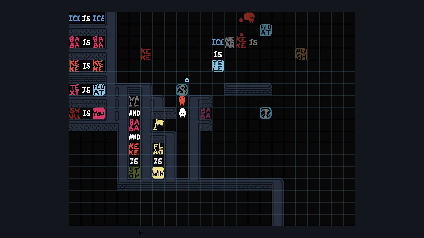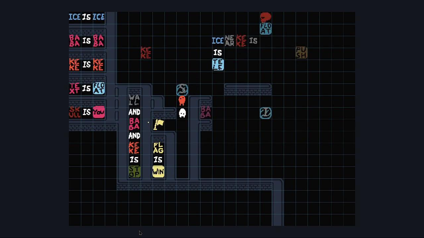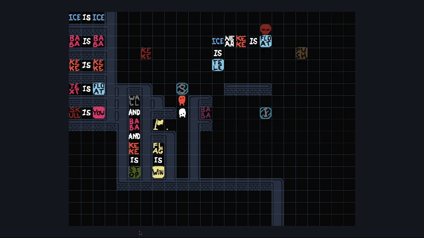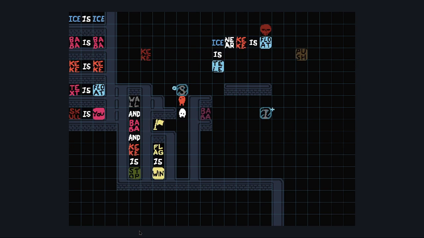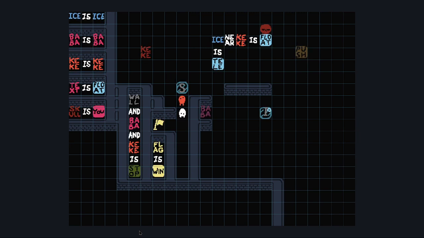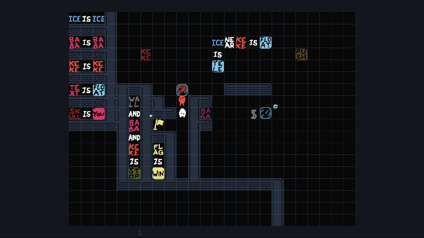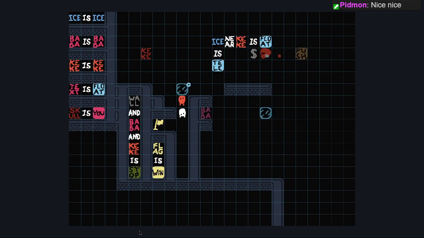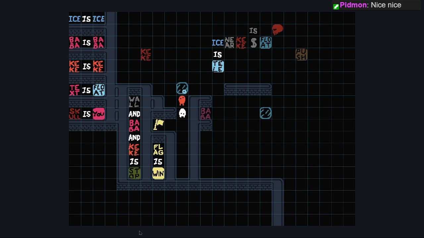But if ice near Keke is float, then you notice for a brief second the ice becomes float, and the ice that the S is on is floating alongside it in the animation, unlike the I. And then next step, you get a dollar sign. That said, this isn't a word. I don't think this is a word. Oh yeah, no, it doesn't act like a word.